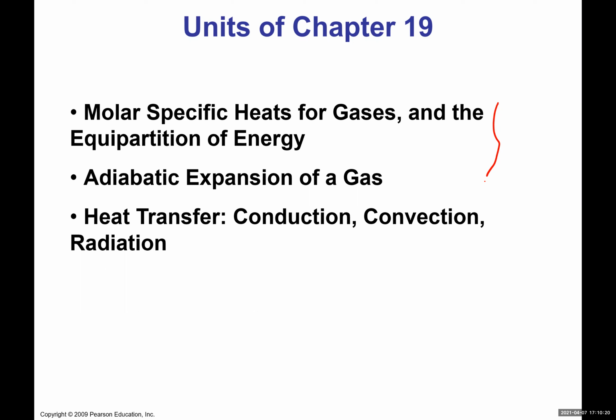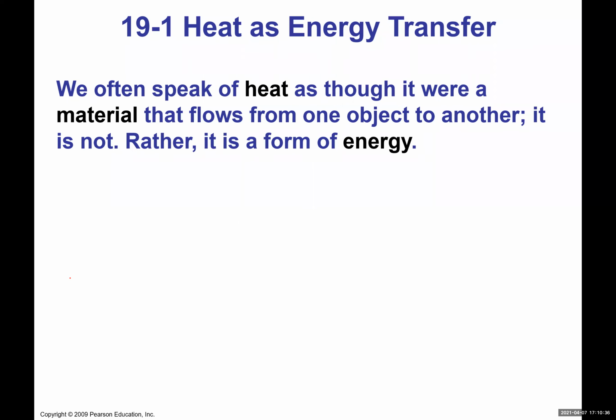All right, so let's then look at the first part of this chapter, which is in terms of heat, internal energy, latent heat, and basically the type of energy that goes into doing two things. So it's going to do change in phase and change in temperature of a system. All right, so we often speak of heat as though it were material that flows from one object to another.